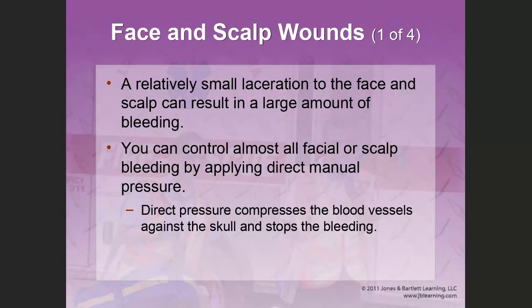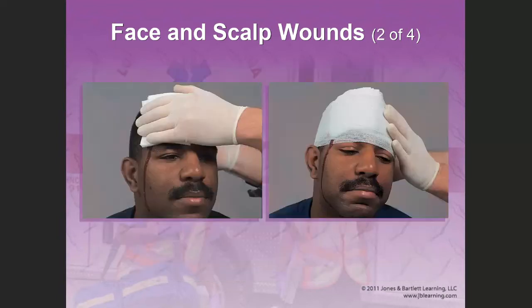Continuing with specific wounds. Now, face and scalp wounds. A relatively small laceration to the face and the scalp can result in large amounts of bleeding because these areas are highly vascular. What we're concerned about with facial bleeding is the risk of airway compromise. You can control almost all facial or scalp bleeding by applying direct manual pressure. Direct pressure compresses the blood vessels against the skull and stops the bleeding. When you're bandaging the head, you don't want to make it too tight. You just want to wrap it enough to hold the dressing in place because swelling will occur. So anticipate swelling occurring, and don't make it too tight.